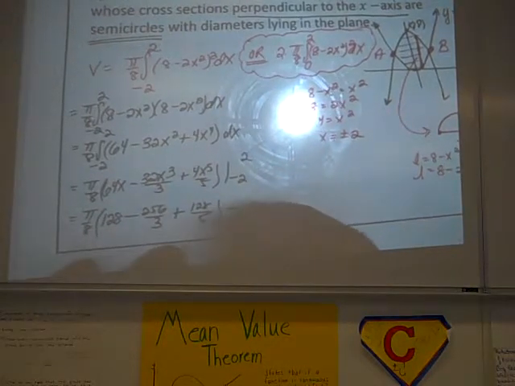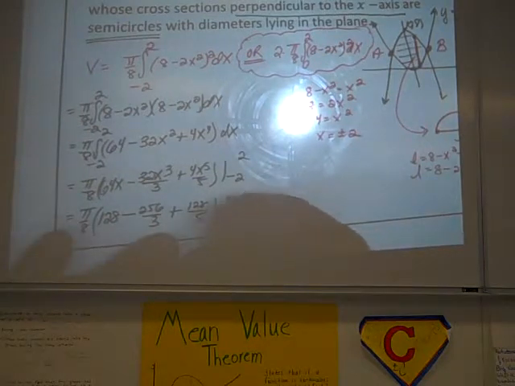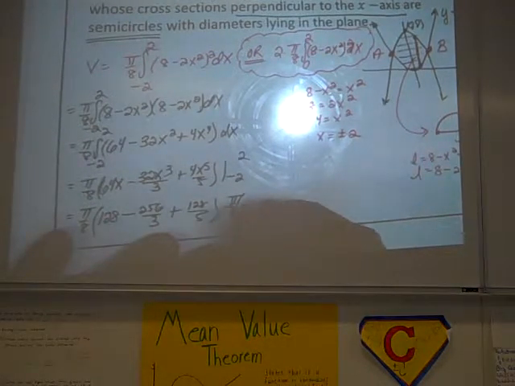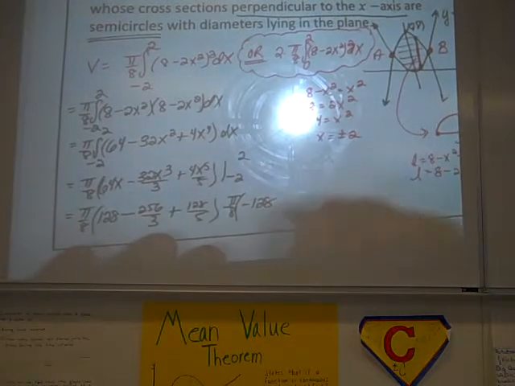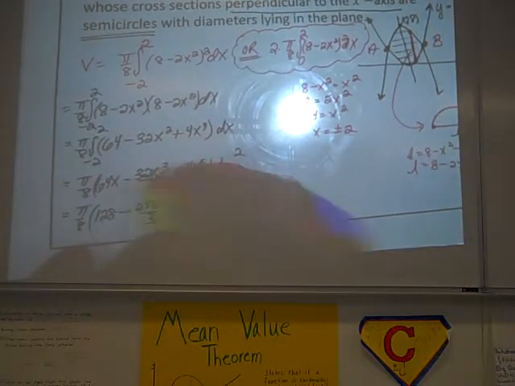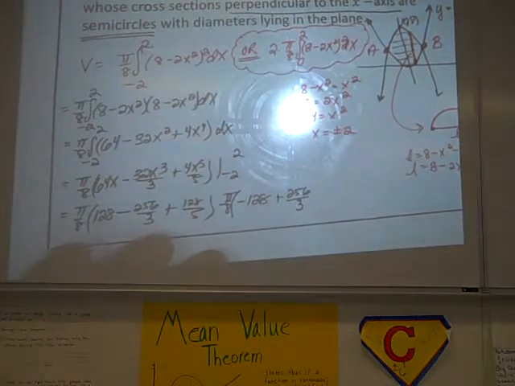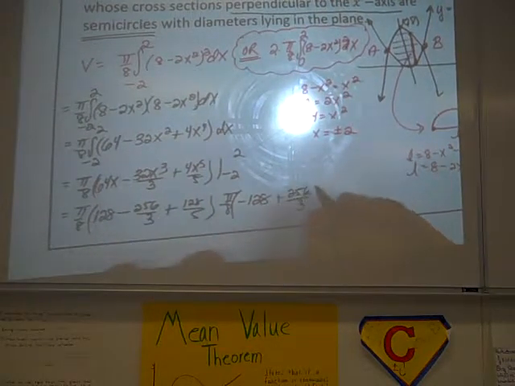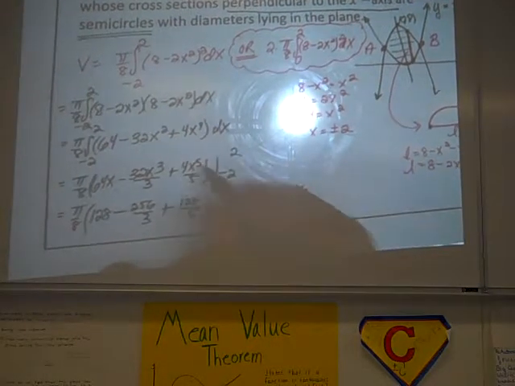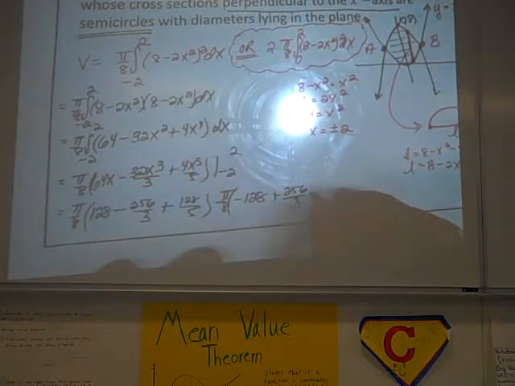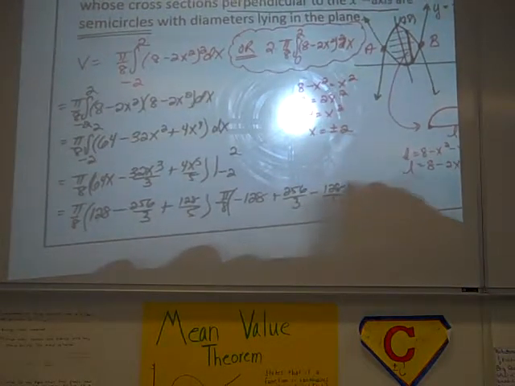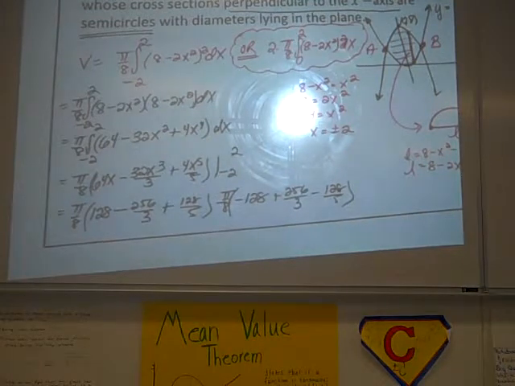Yuck. Minus, plug in the negative 2. Pi over 8, 64 times negative 2, negative 128. Negative 2 cubed is negative 8 times 32, negative 256. Because of that negative, we get positive 256 over 3. Good golly. Negative 2 to the 5th is negative 32 times 4, negative 128 over 5. I am not going to bother simplifying that. Simplify at your own risk.